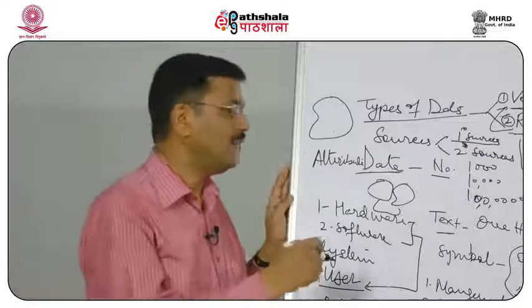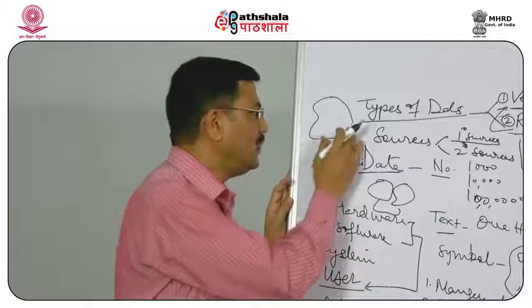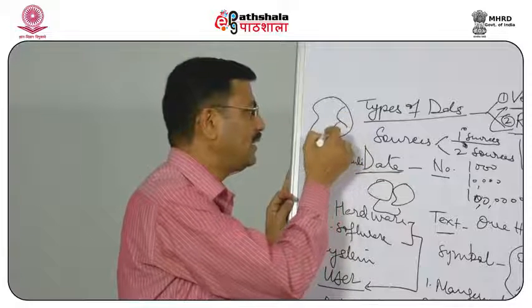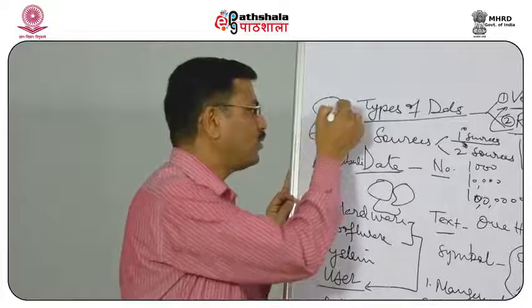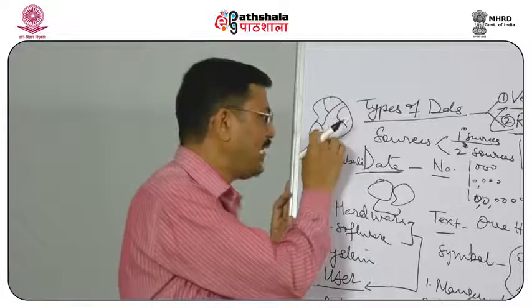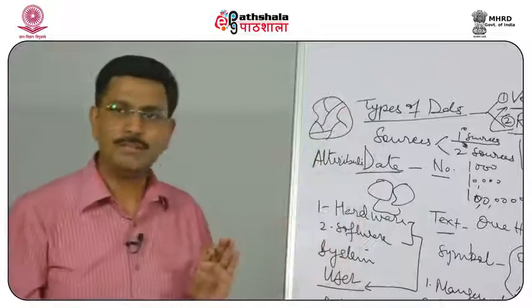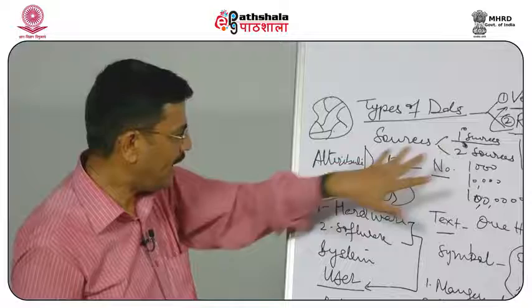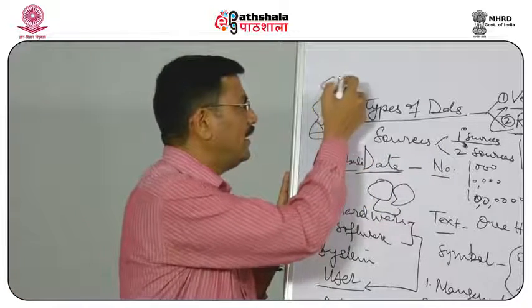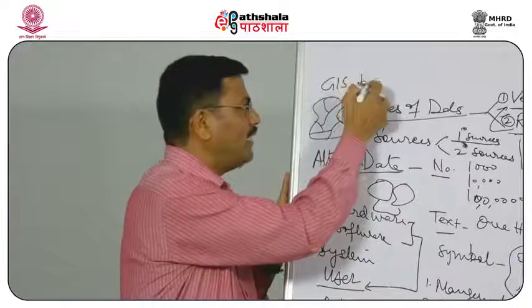Now, how does it become a GIS database? The moment I plot all these data in the form of, say, a choropleth map or chorochromatic map or something like that, what will happen? It gets attached to a particular part of the surface of the earth. So, as attribute data, it gets converted into GIS data, and therefore, what we get? GIS database.